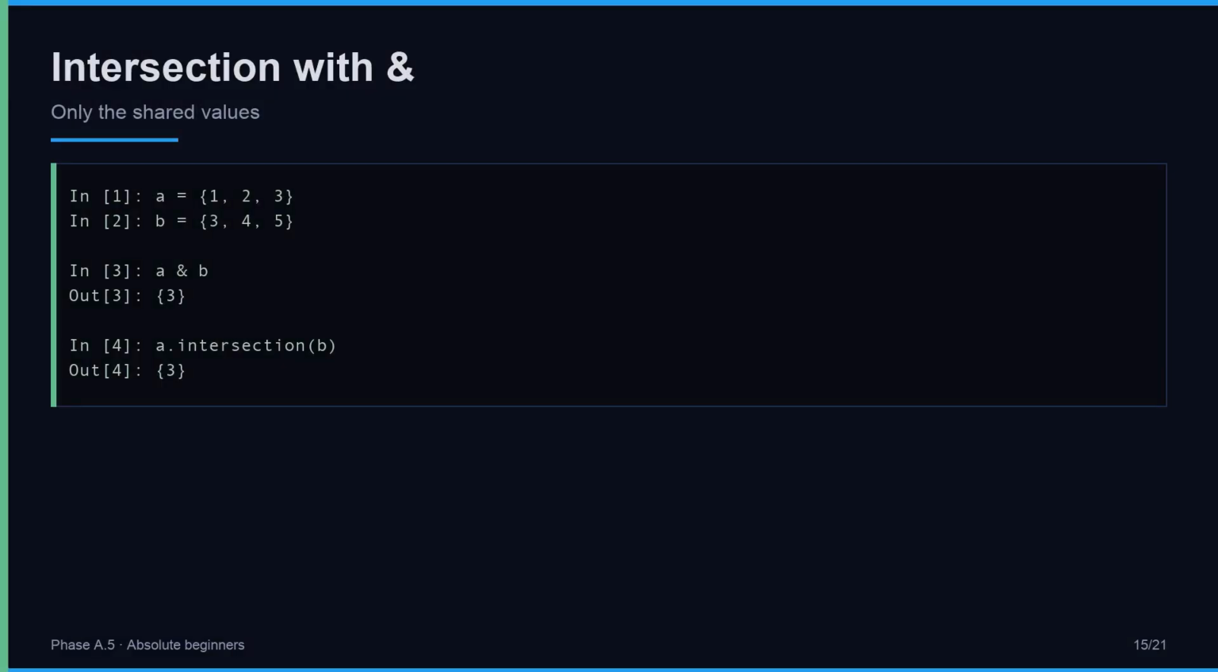The OR of sets. The ampersand is intersection. A & B gives only the values that exist in both. 1 is only in A, 2 is only in A, 3 is in both, 4 and 5 are only in B. The result is just 3, the one value shared. Spelled out, it is a.intersection(b). Intersection is the AND of sets, only items that belong to both survive into the result.